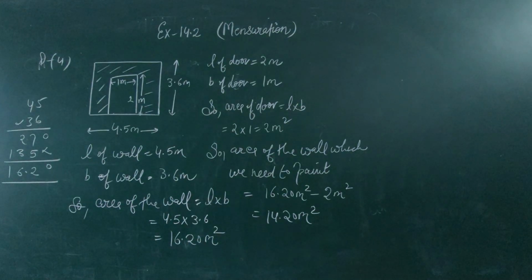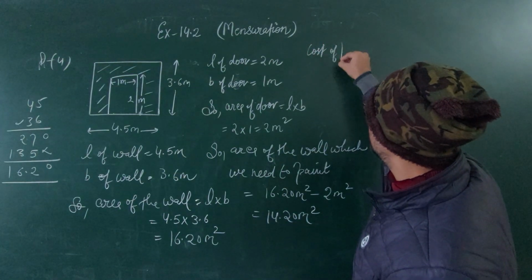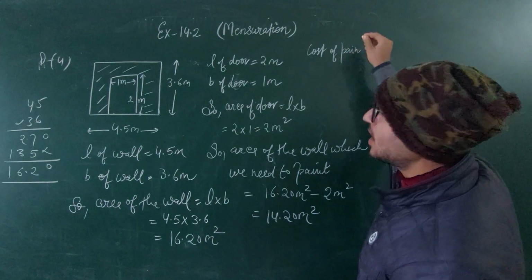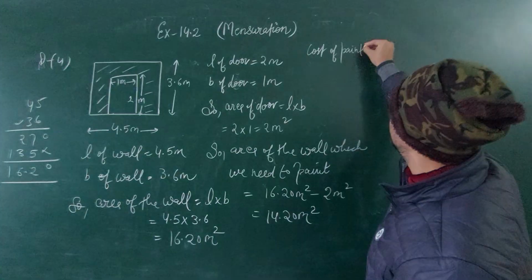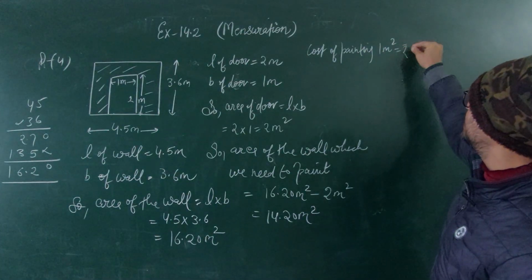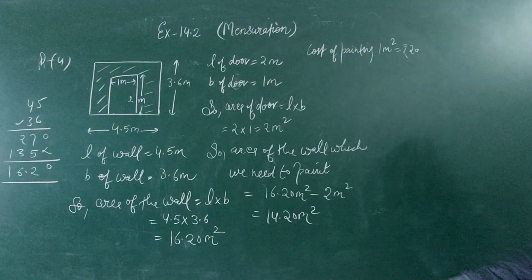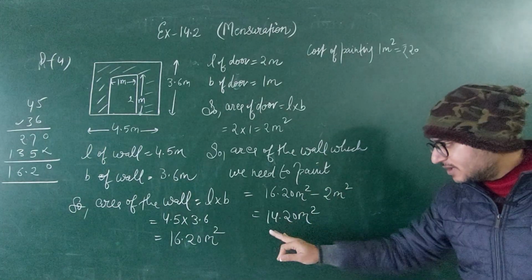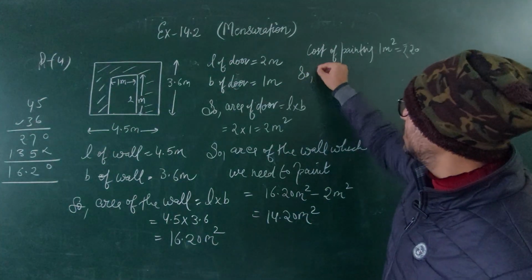मतलब 1 मीटर स्क्वायर एरिया पर अगर आप पेंट करते हैं उसका चार्ज 20 रुपीज है. Cost of painting, given that cost of painting या व्हाइट वॉश, है ना, वट एवर यू वांट टू राइट. सो कॉस्ट ऑफ पेंटिंग 1 मीटर स्क्वायर एरिया इज इक्वल टू ₹20. 1 मीटर स्क्वायर पर 20 रुपीज का चार्ज आता है और हमें कितने एरिया पर पेंट करवाना है? 14.20 मीटर स्क्वायर.